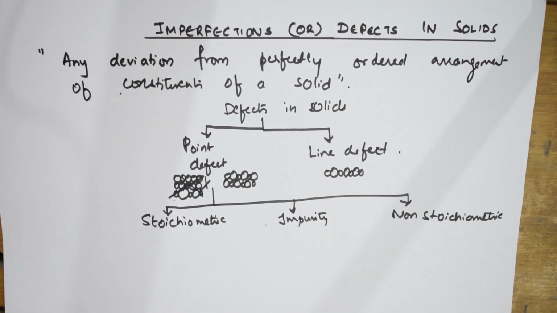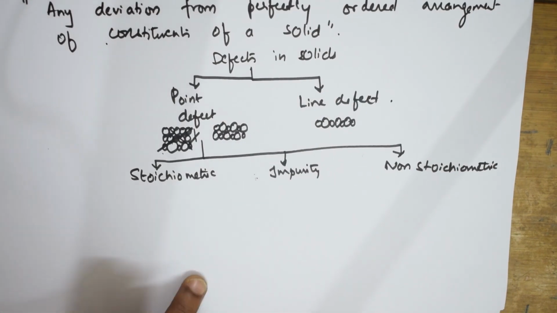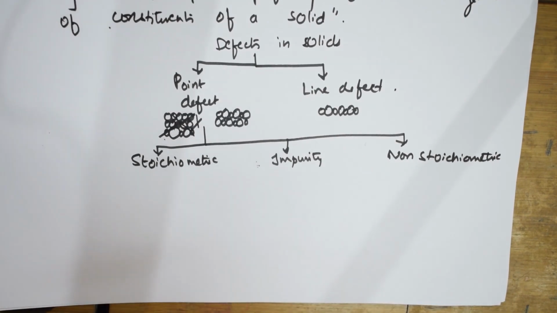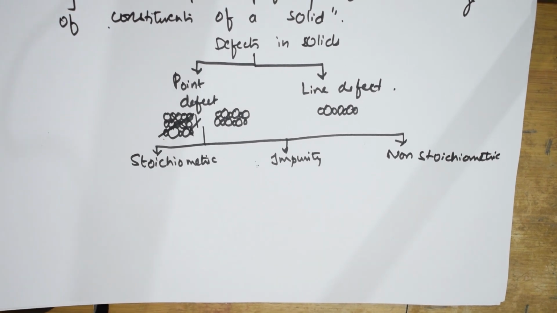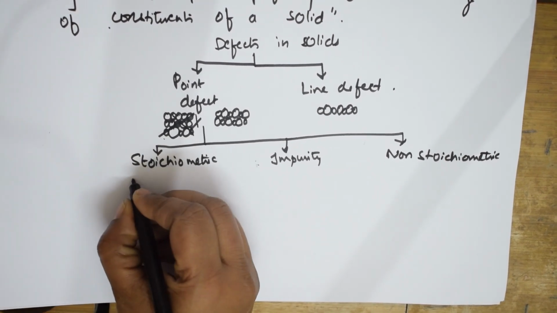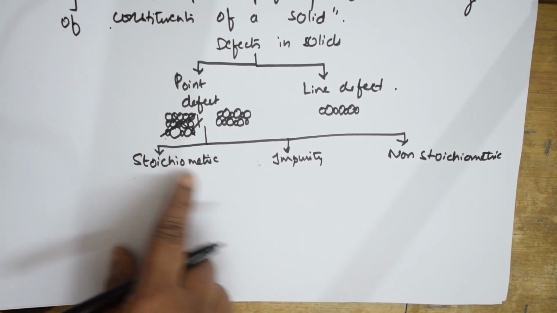So what does it do? What actually happens in a stoichiometric defect? Just see this carefully and understand. Stoichio means balanced, right? Because of this intrinsic defect, what you should remember is there is no disturbance in the stoichiometry of the solid. Though there is a defect, no disturbance will happen.